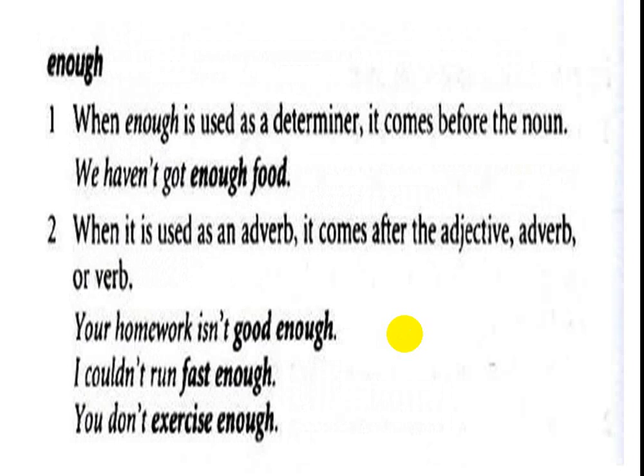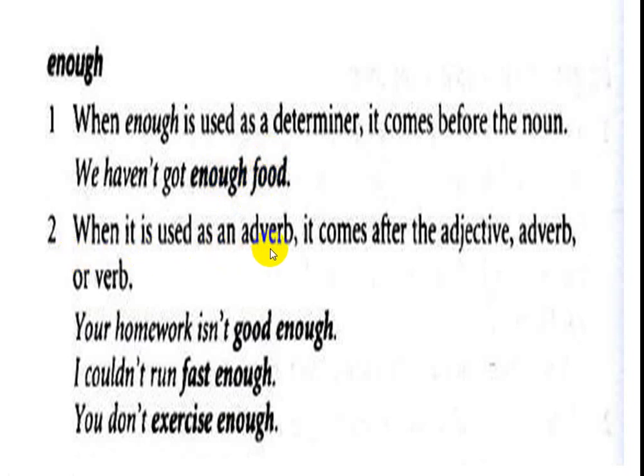Enough. Number one, when enough is used as a determiner, it comes before the noun. So when we use enough as a determiner, it must come before the noun. We haven't got enough food. Here food is the noun, so enough as a determiner came before the noun food.